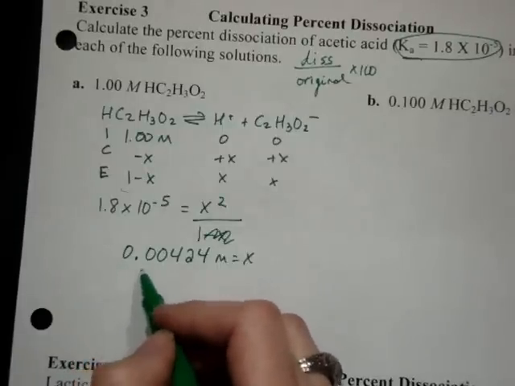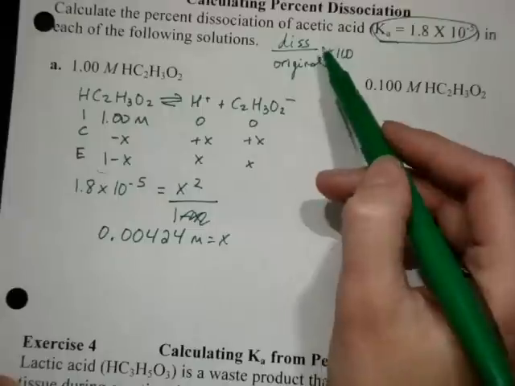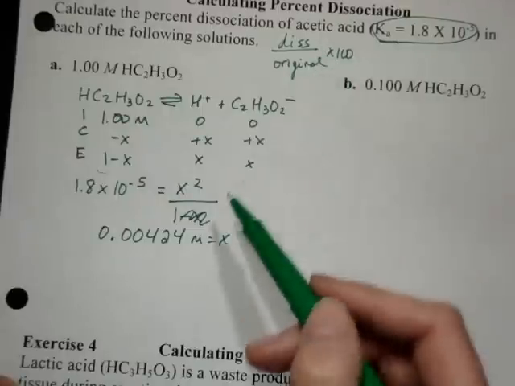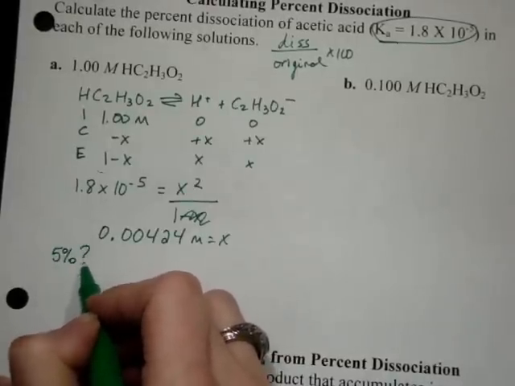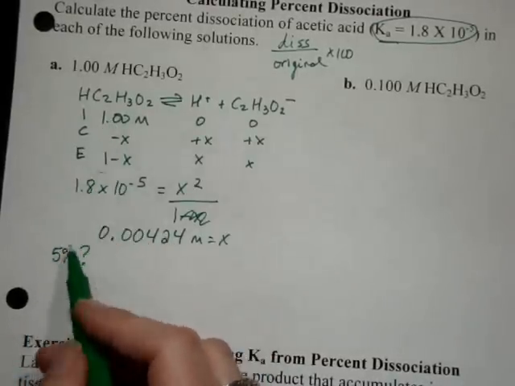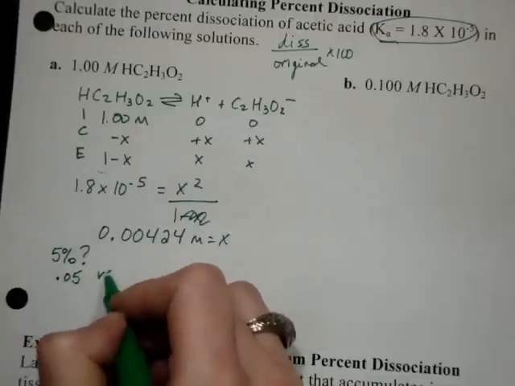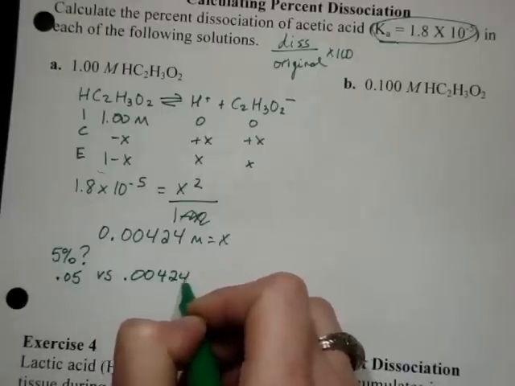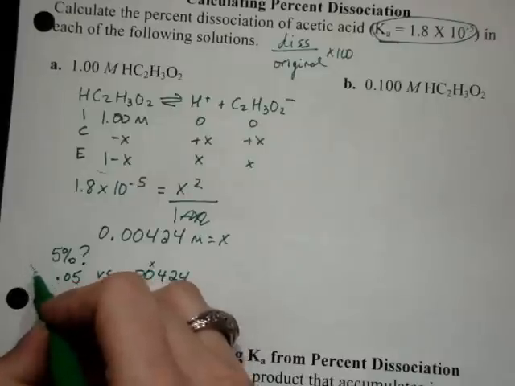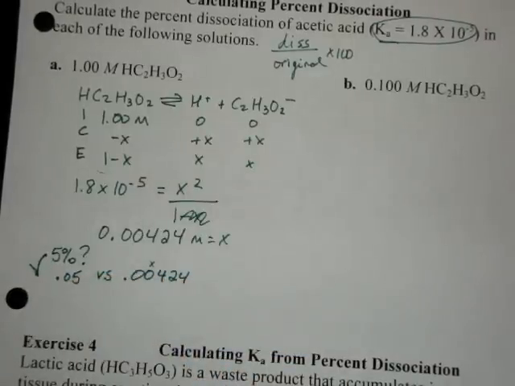I don't though, so I want to go ahead and do the dissociation amount divided by the original amount. Before I do that, I should probably check, make sure my 5% is okay. 1 times 0.05, well that's 0.05, versus 0.00424. I think that works out just fine. Our x is much smaller than our required value.